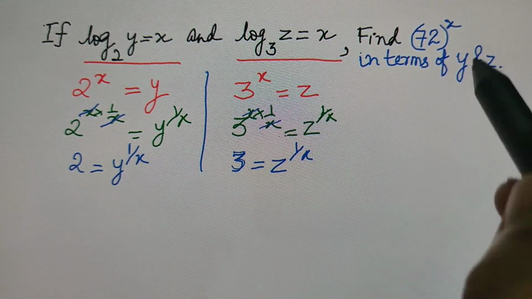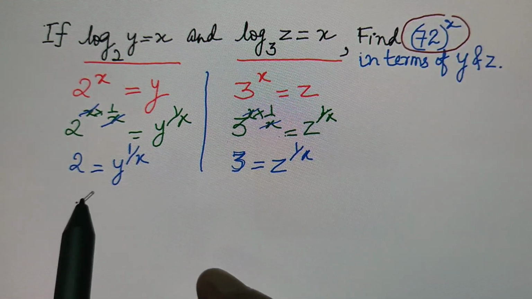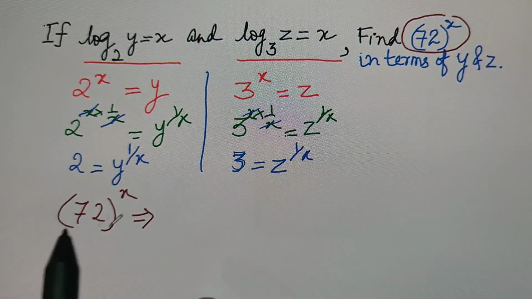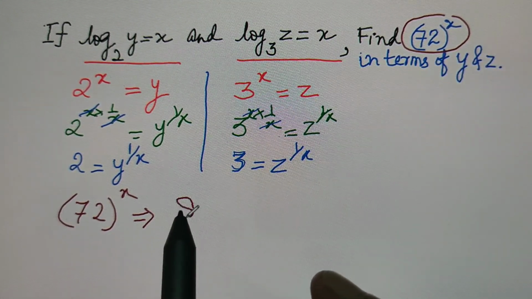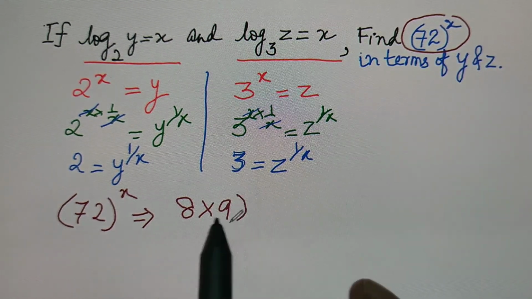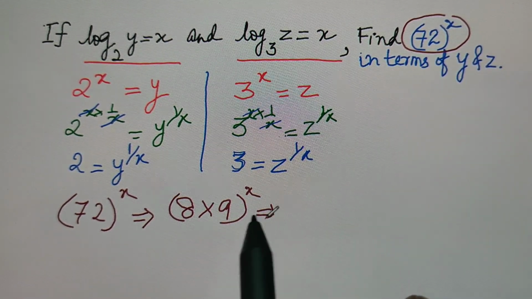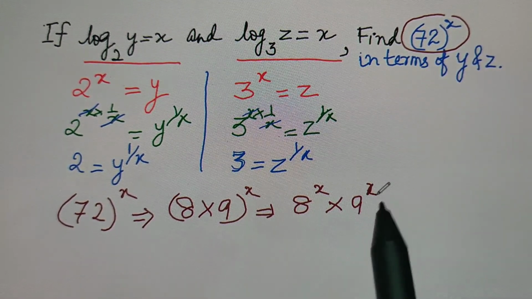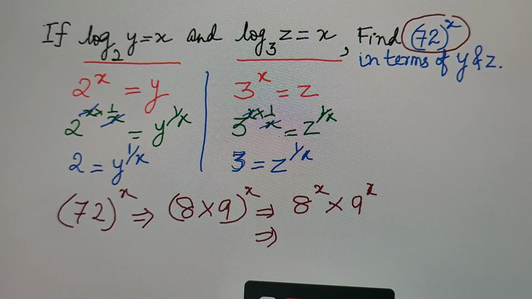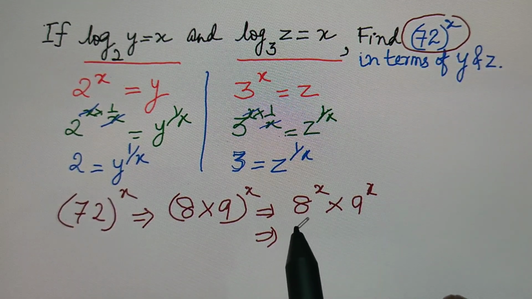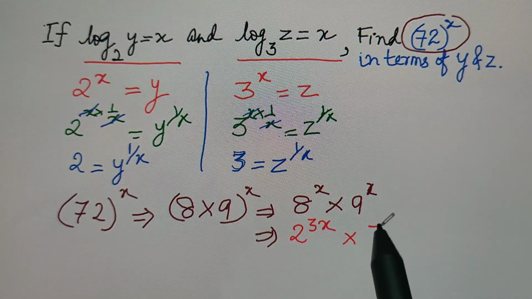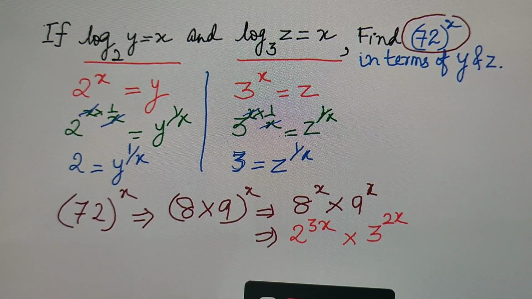Now let us see, we have to write 72 to the power x in terms of x, y and z. Now how can we write 72? 72 can be written as 8 into 9 to the power x. Now this means it is 8 to the power x into 9 to the power x. So how can 8 be written? 8 can be written as 2 to the power 3x, and then we have 9, 3 to the power 2x.